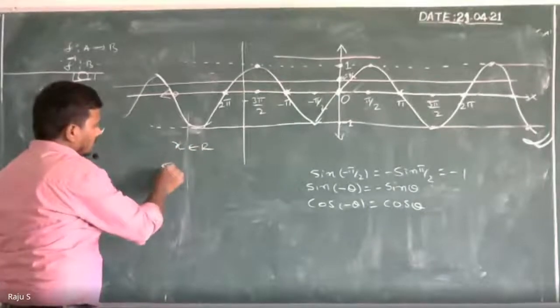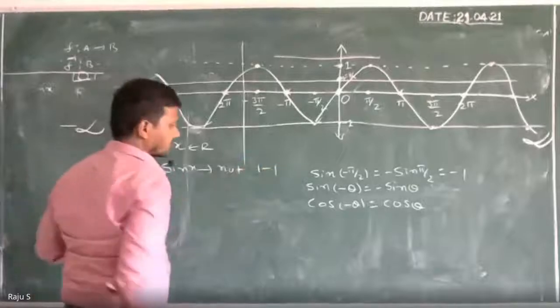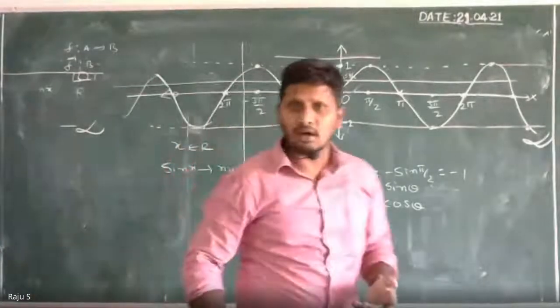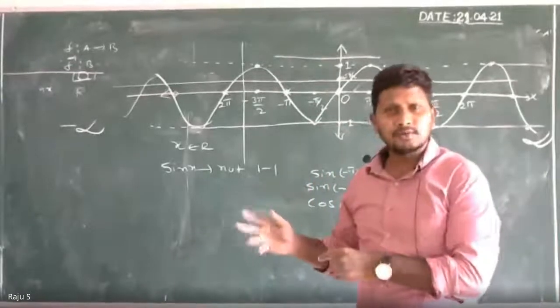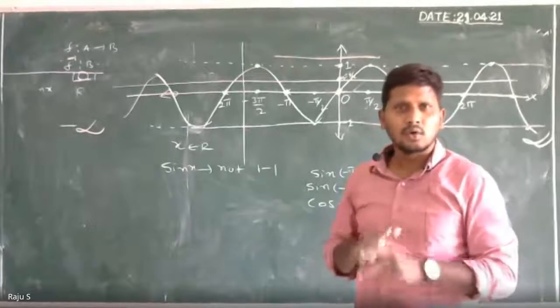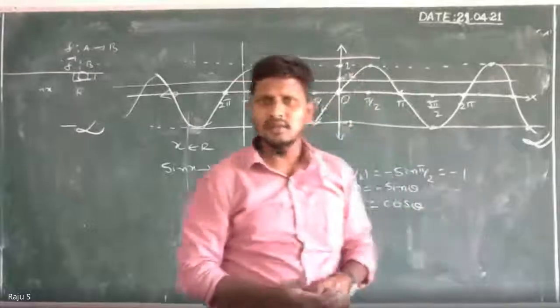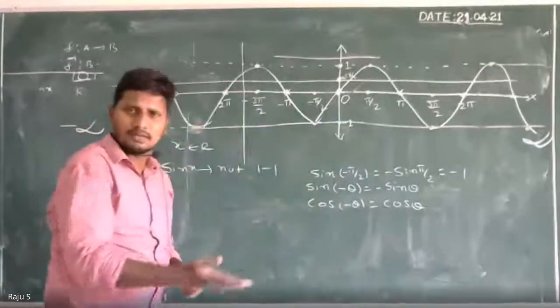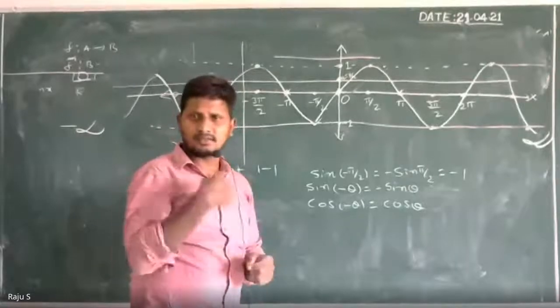the sin x is not one-one. The function which is not one-one is not bijective. If it is not bijective, the inverse does not exist. Does the inverse exist? No, never. So then how can you define sine inverse x? The topic is inverse trigonometric functions. We need to discuss sine inverse, cos inverse, everything.